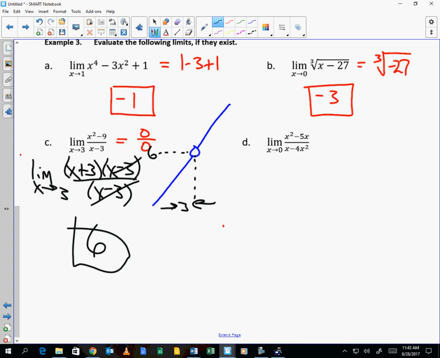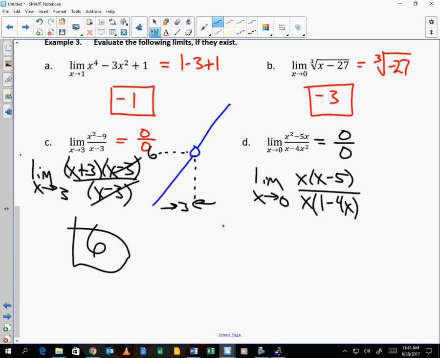All right, the next one, what should I do? If I plug in 0, I get 0 over 0. So we have the limit as x goes to 0 of x times x minus 5 divided by x times 1 minus 4x. So you can see the x's cancel. And when they cancel, can I plug the 0 in then? I get negative 5 over 1.